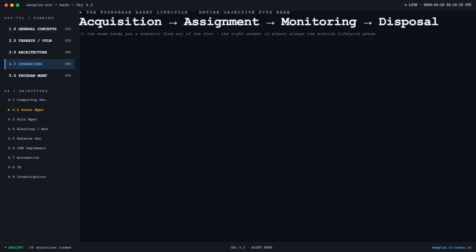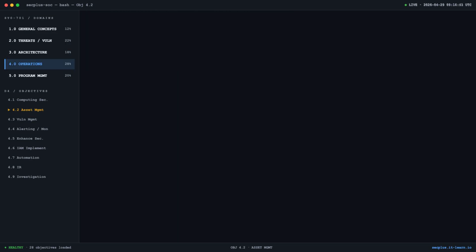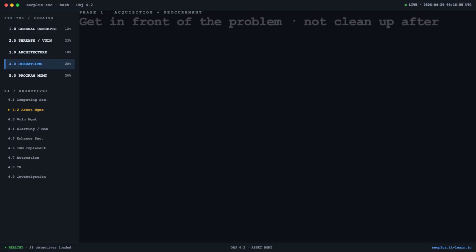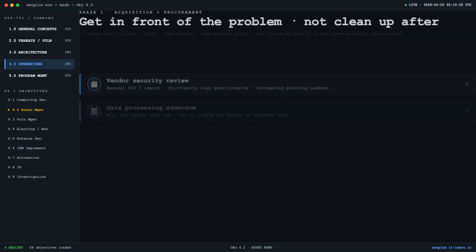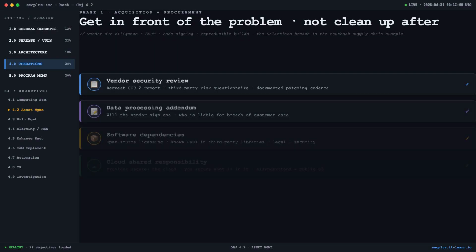A security review before purchase. Evaluate the vendor's controls, request a SOC 2 report, run them through your third-party risk questionnaire. Does the vendor have documented security practices? What does their patching cadence look like? Will they sign a data processing addendum? For software, evaluate the open source dependencies, the licensing, and the known CVEs in any third-party libraries.